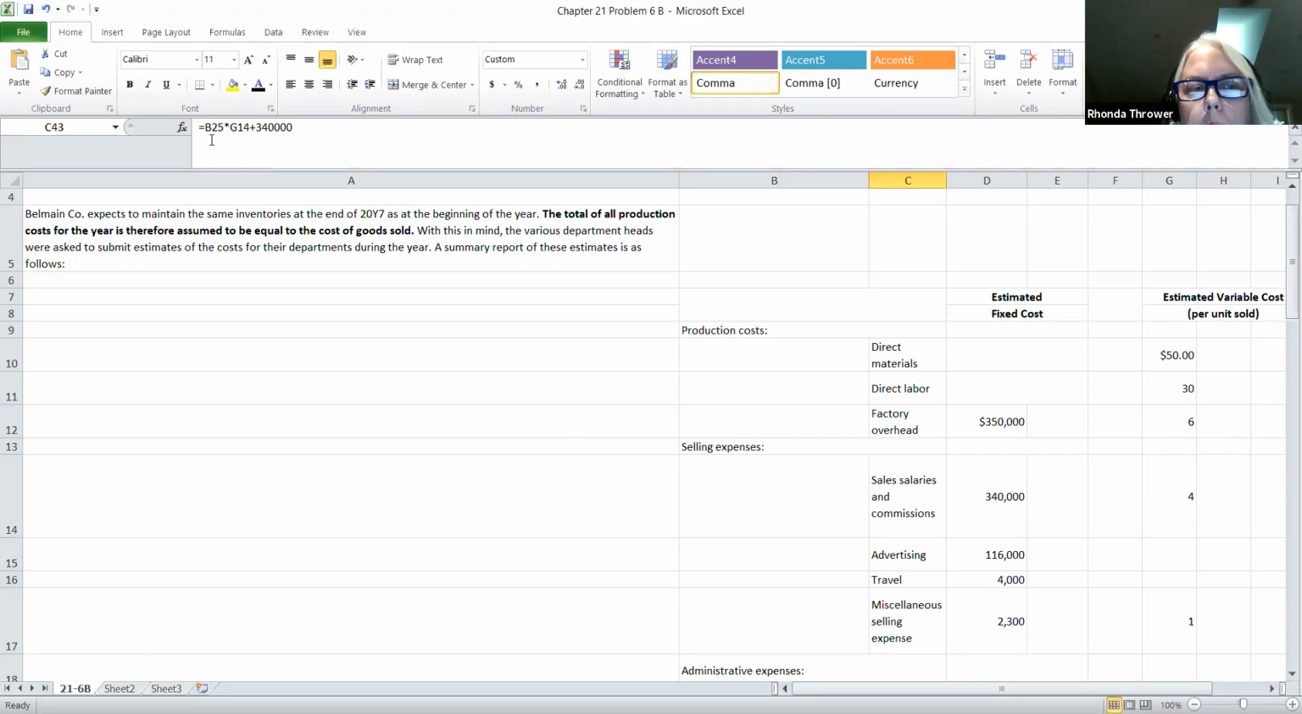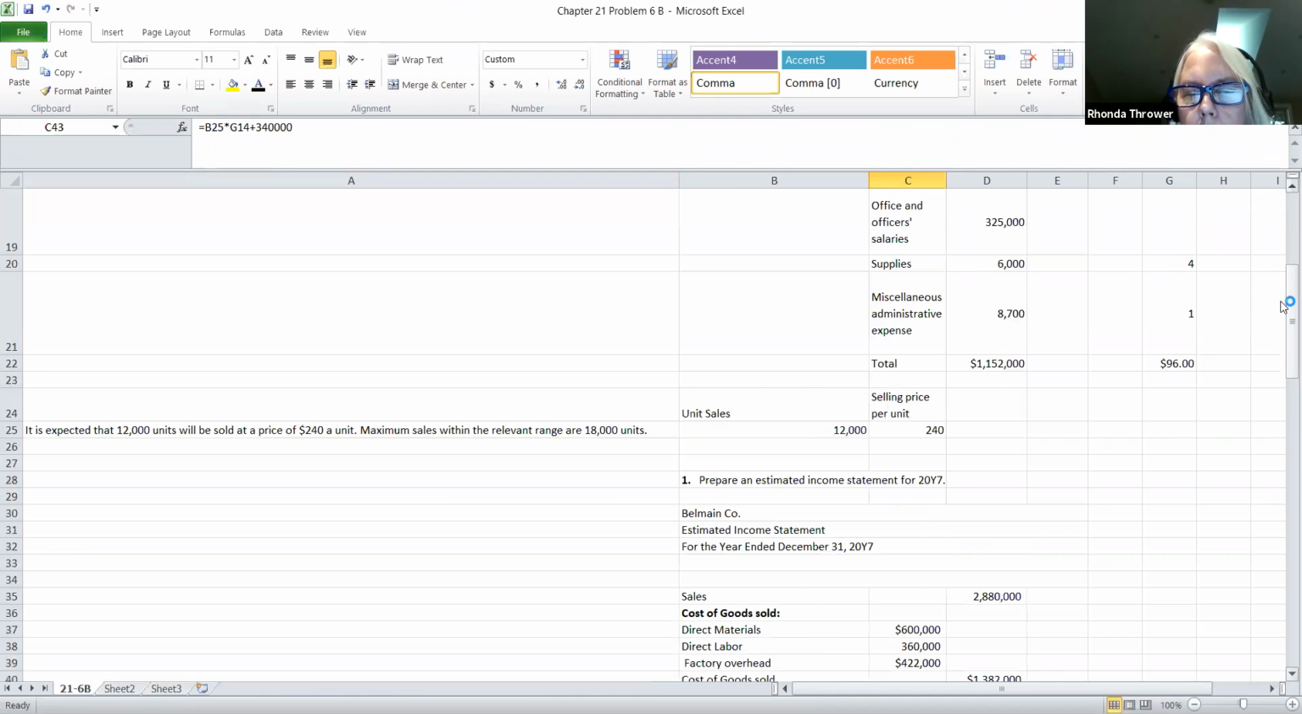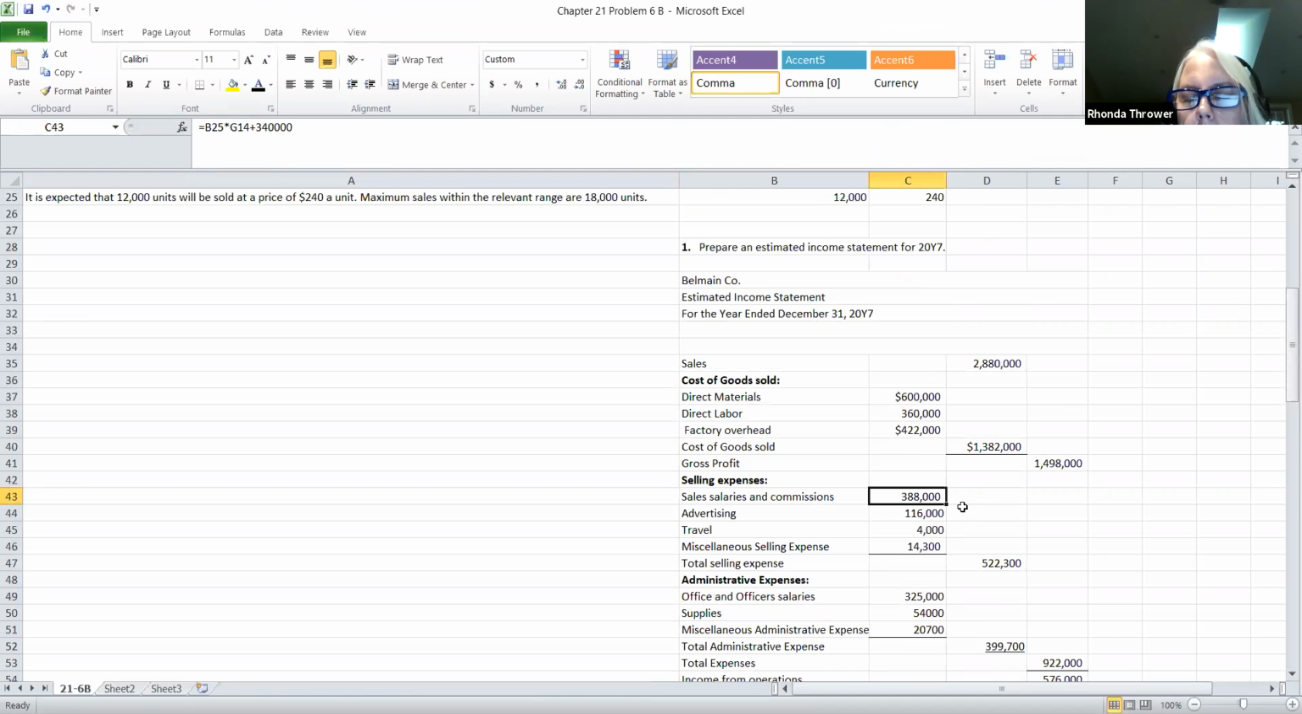So in other words, there's a formula here of B25 times G14. This is your G14 here. B25 is the number of sales in units times 4 plus 340,000. That will give you a total cost for your sales salary and commissions of 388,000.